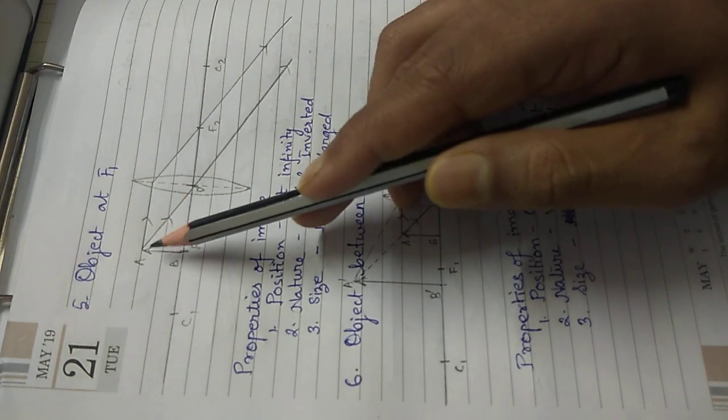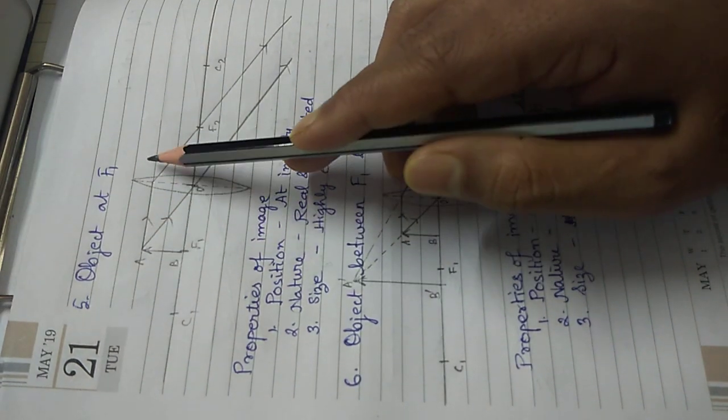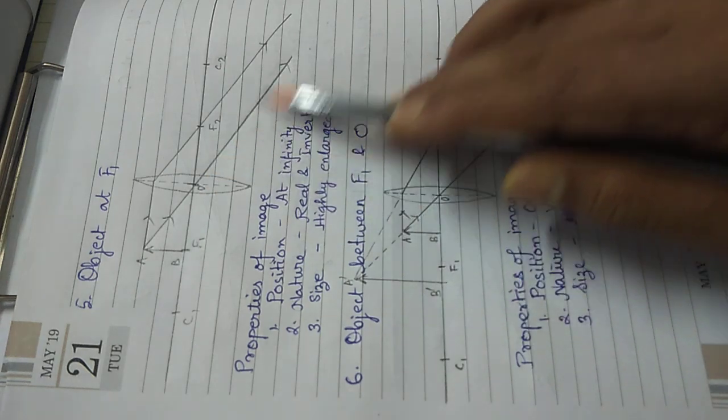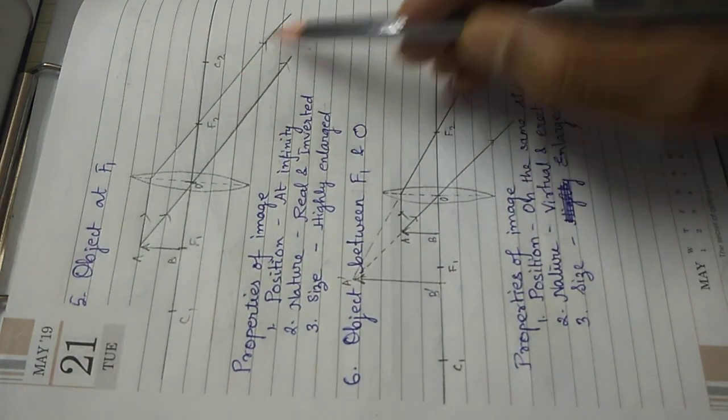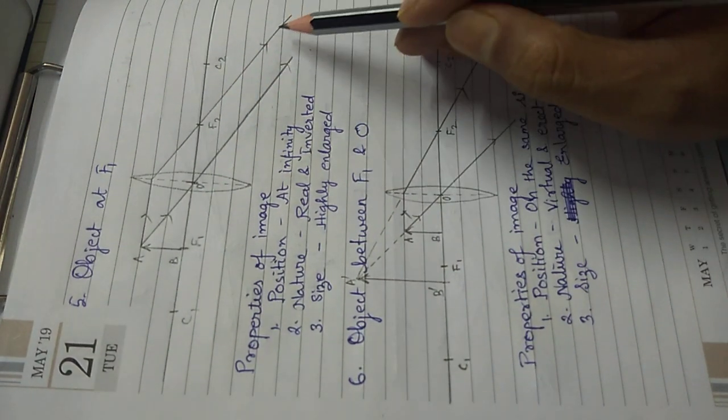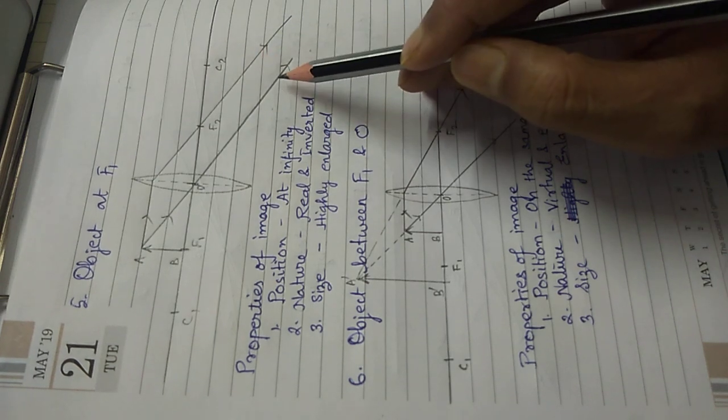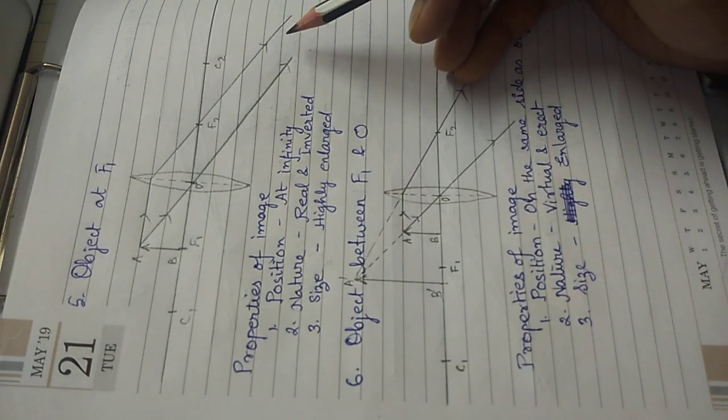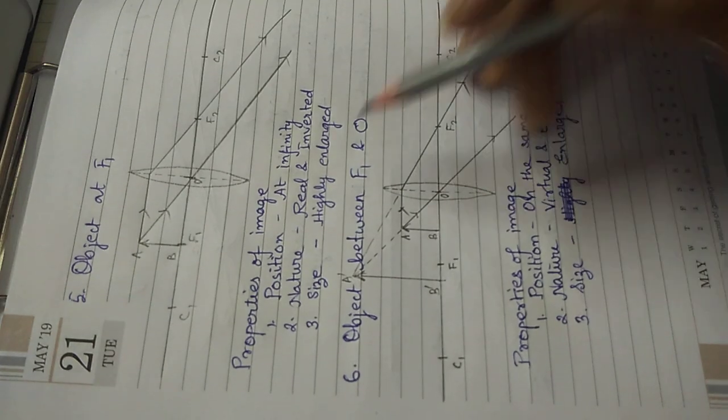So let's see, we've taken the object. One ray comes parallel and passes through F2, and another we can make pass through O. You'll find that both the outgoing rays are parallel to each other. Parallel to each other means they are not going to meet, so we can consider that they will meet somewhere at infinity.